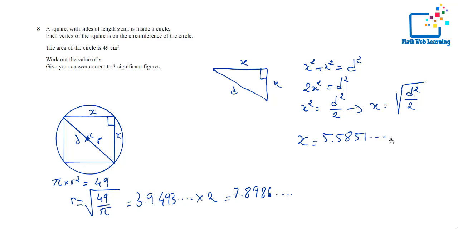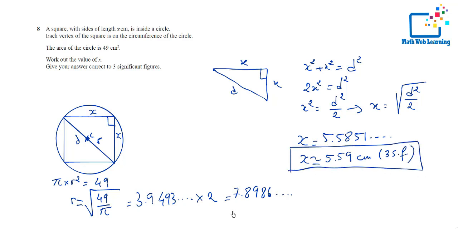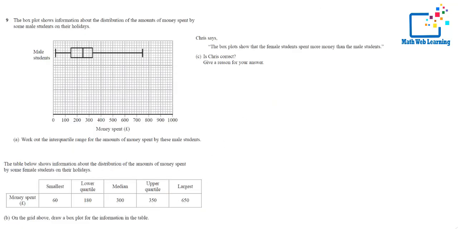That gives me 5.5851 and so on. We need to round it to 3 significant figures. It's going to be 1, 2, 3. The fourth one is 5, so the 8 has to go up to 9. So the answer is 5.59 centimeters to 3 significant figures. All right, and that is our answer, and that's how you do it. Next question is question 9.